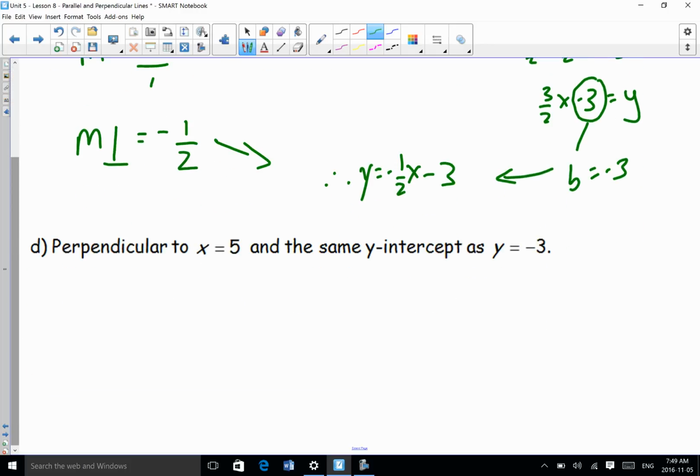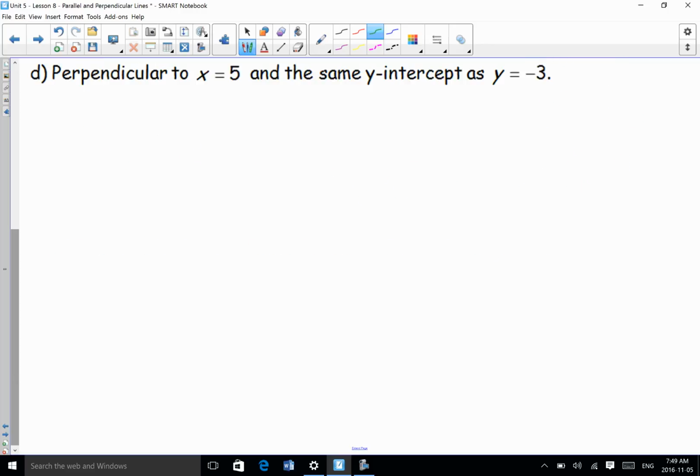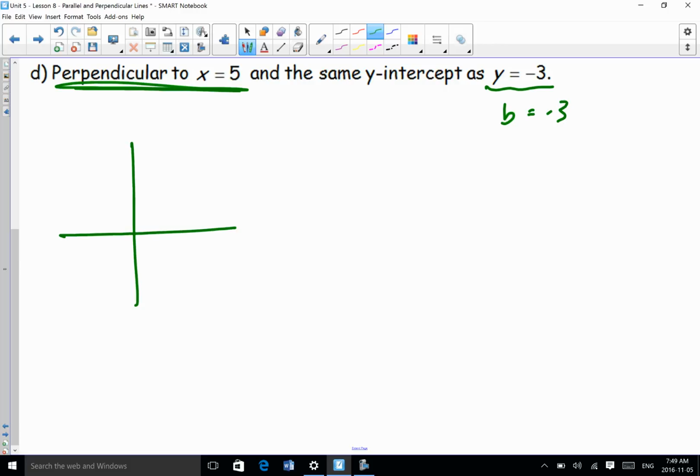And one more. I want a line that's going to be perpendicular to x equals 5, and have the same y-intercept as y equals 3. Okay, oh, that's nice. There's my b. The tricky part is this. Perpendicular to x equals 5. Let's think about that line for a second. What is x equals 5? This is a weird line. It's a vertical line through 5. So we know this line's going to go like this, right? Straight up and down. Oops. Okay, let's fix that.